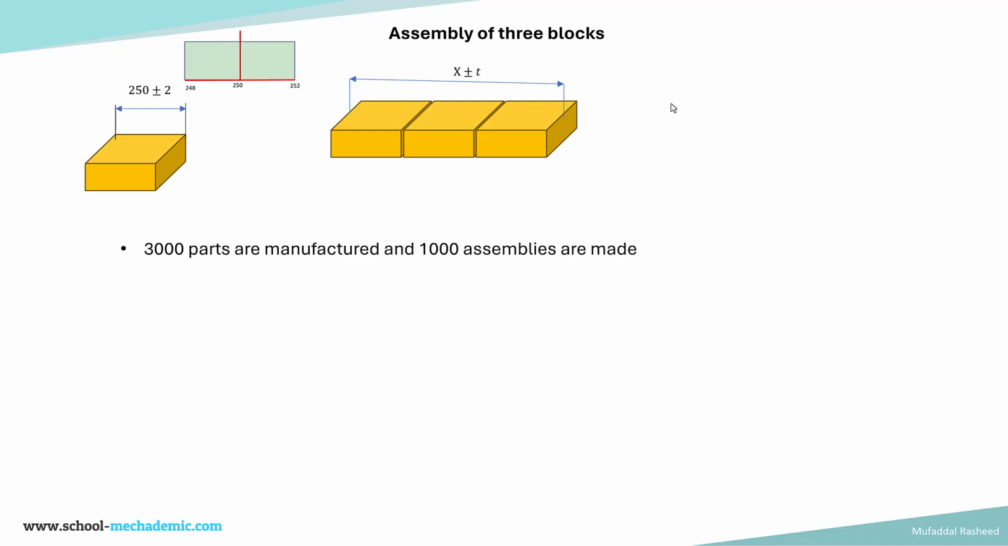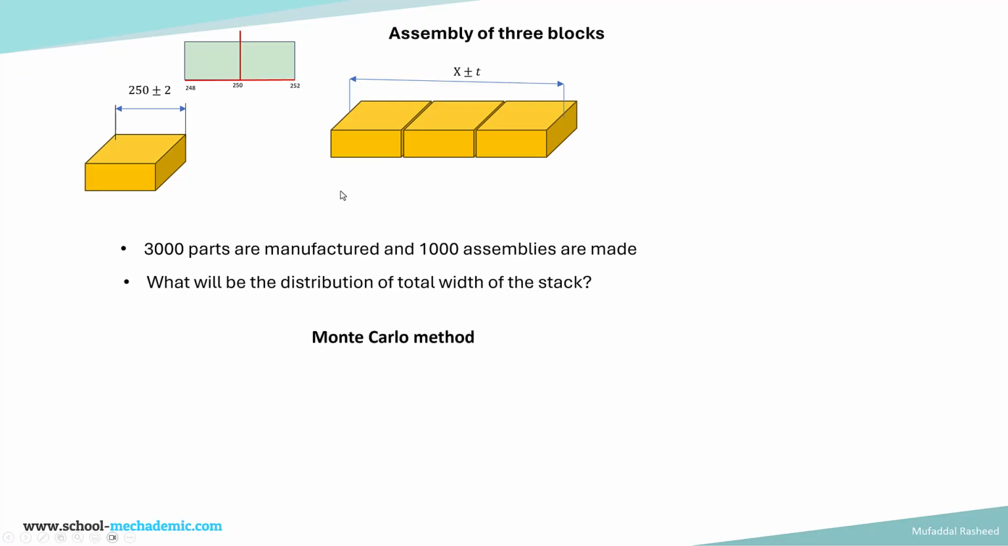3000 parts are manufactured and 1000 assemblies are made, simulating that. What will be the distribution of the total width of the stack? Let's find the distribution for that using the Monte Carlo method. That is generating 1000 random numbers 3 times, and then as we do normally for a tolerance stack up analysis, we add up. As in this case, we are adding up these specifications, this plus this plus this.